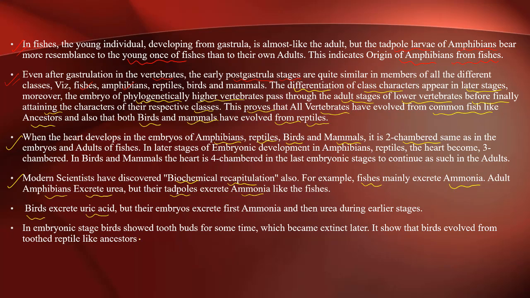Birds excrete uric acid, but their embryos excrete first ammonia and then urea during earlier stages. This also gives us a connection between different species.